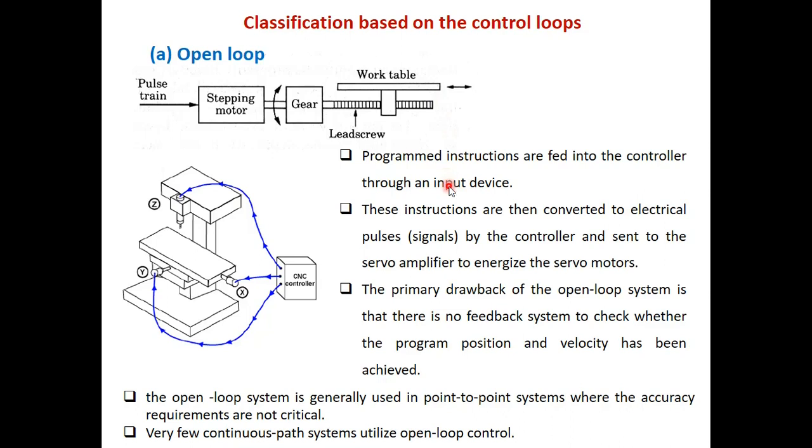But the problem with this method is there is no feedback to check whether the programmed position or velocity has been achieved. So we will not come to know whether the work table has reached the final destination or not. This type of point-to-point system can be employed only where accuracy is not critical. Very few CNC machines use open loop.